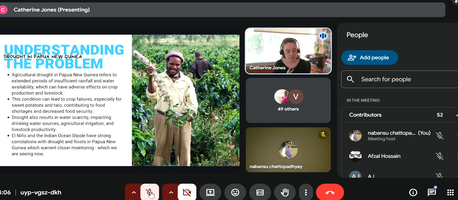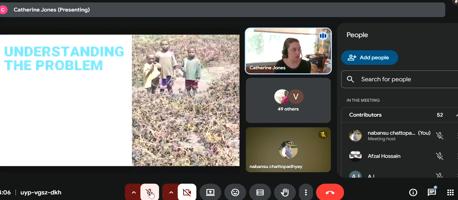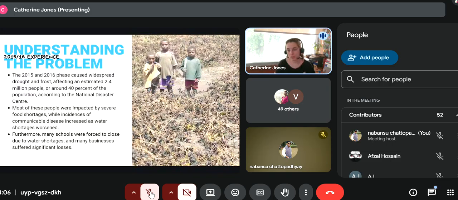So it's really important for us, when an El Nino with a positive Indian Ocean dipole comes through and they correlate, to really step up and look at what we can do to mitigate drought. Now, we saw this, for instance, in 2015 and 16, which was one of the biggest and most widespread droughts that we saw in Papua New Guinea. It affected around 2.4 million people, or 40% of the national population, which is massive. And then we saw massive food shortages, an increase of communicable diseases, and water shortages also worsened. Schools also were forced to close, and many businesses suffered significant losses.